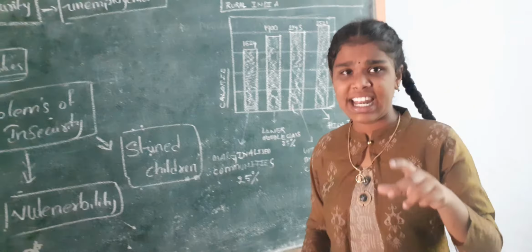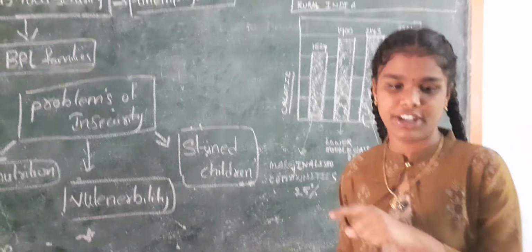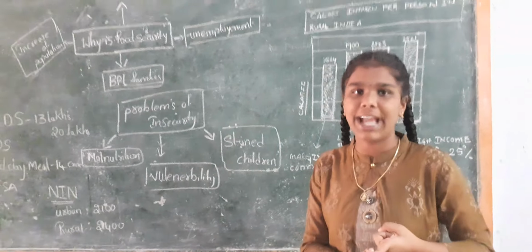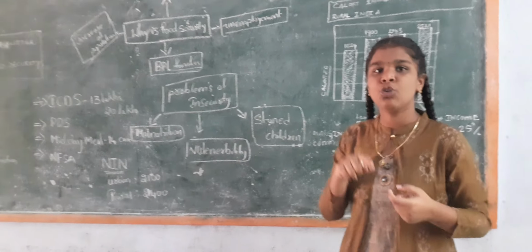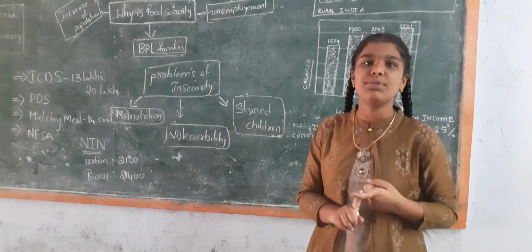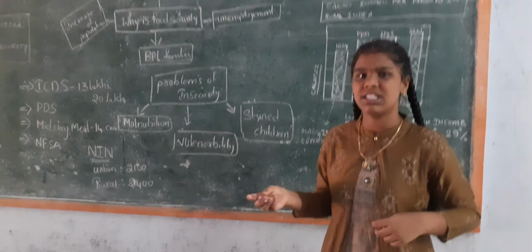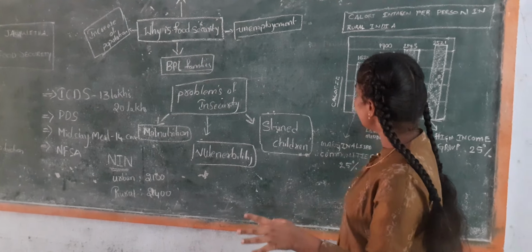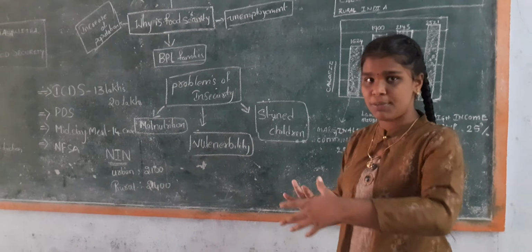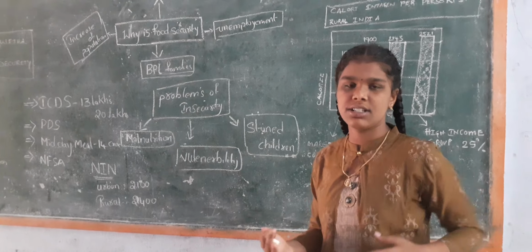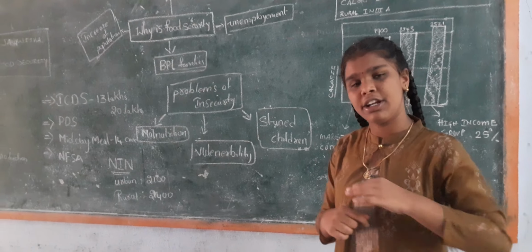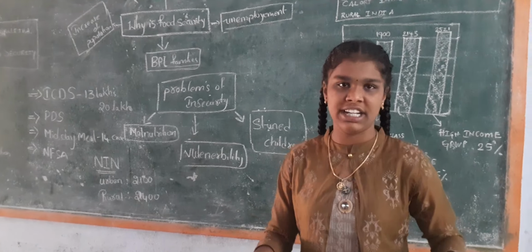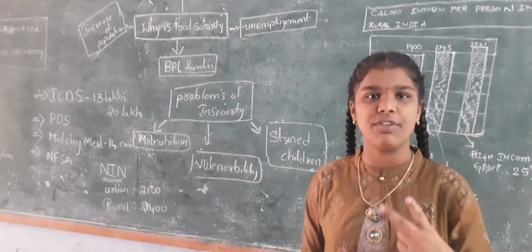But according to NIN, the National Institute of Nutrition, urban area people should take 2100 kilocalories per day, and rural area people should take 2400 kilocalories per day, because they do more work, they need more nutrition. Up to now we have discussed the problems of food security. Now let us discuss the solutions for food security. I think there are only two solutions for food security.